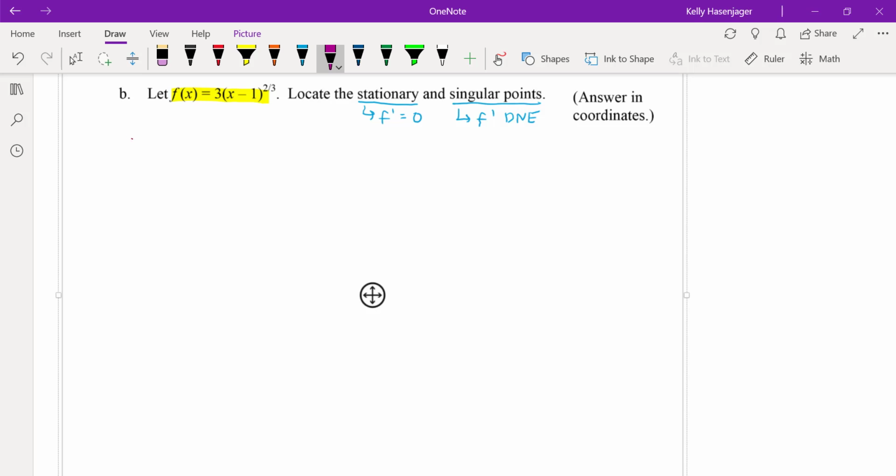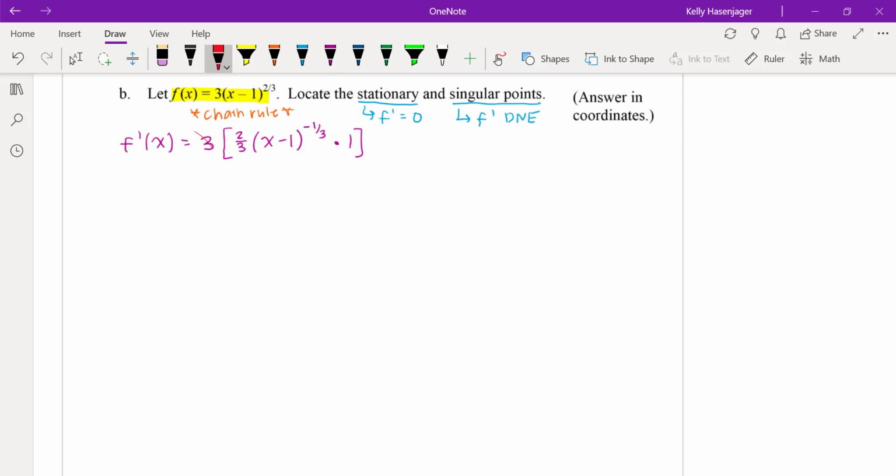Our function is one function within another, so we're going to have to use the chain rule. We have that x minus 1 on the inside, and then the whole thing is raised to the 2/3 power. So that's our outer function. The 3 in front is the constant multiple, so we'll leave that alone for now, and just take the derivative of the outside. Bring the 2/3 to the front, leave the inside alone, and then subtract 1 from the exponent. So 2/3 minus 1 is negative 1/3. Then the derivative of the inside, x minus 1, is just 1.